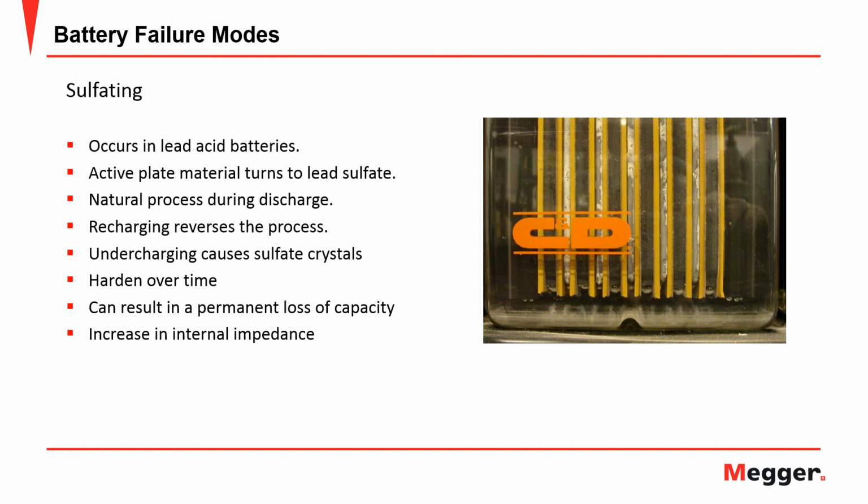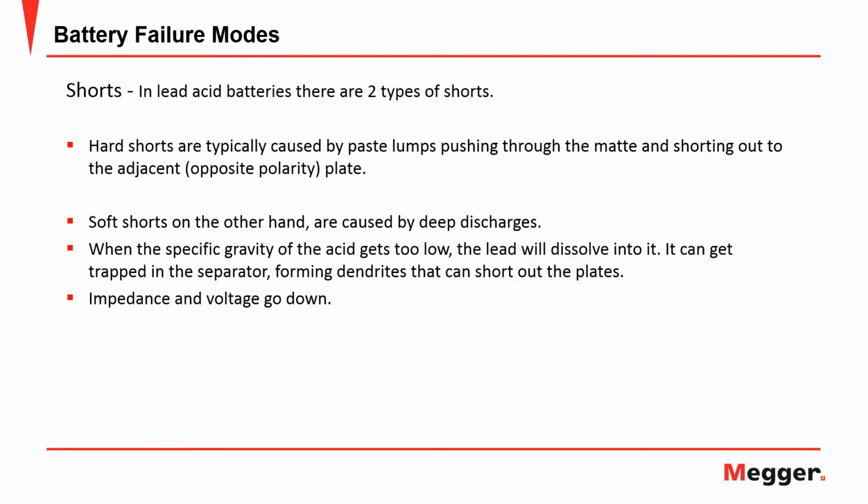So this is why we want to verify that we're not undercharging on any of the cells in our string. Shorts. There's basically two types of shorts you can deal with: hard shorts and soft shorts. Hard shorts are pretty much due to paste lumps in manufacturing, and these you're going to see pretty quick. You're going to put them in, and days later, a week later, the battery's going to fail due to a paste lump going through the separator and shorting a plate out.